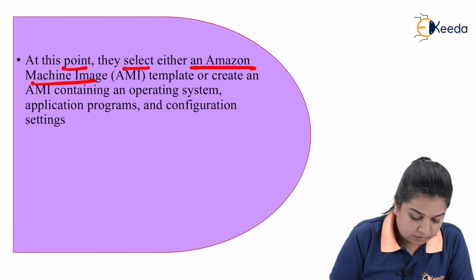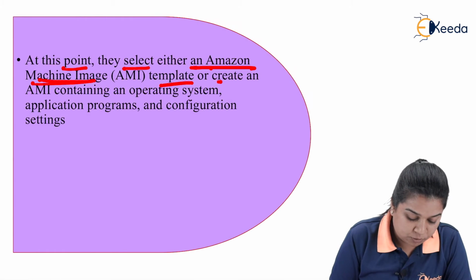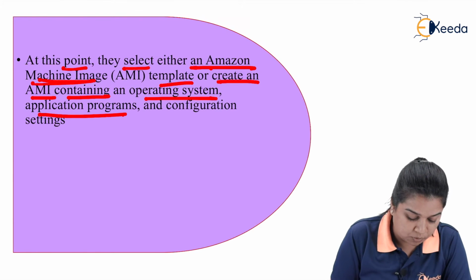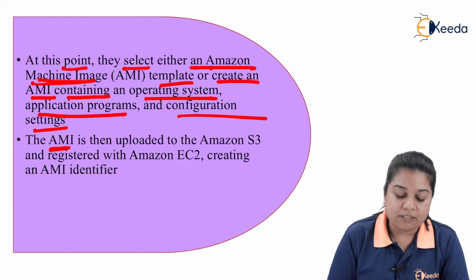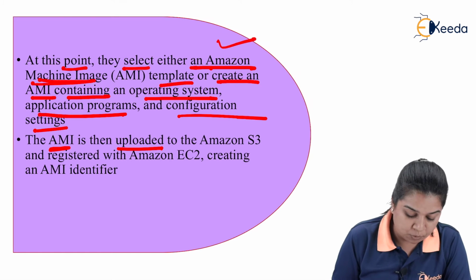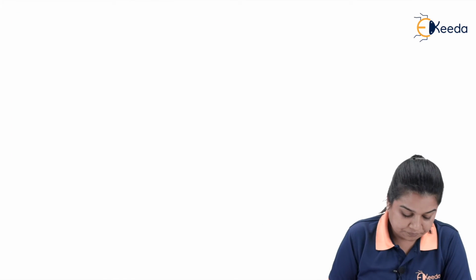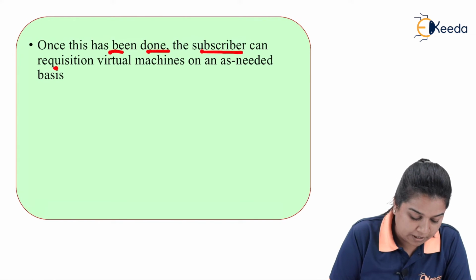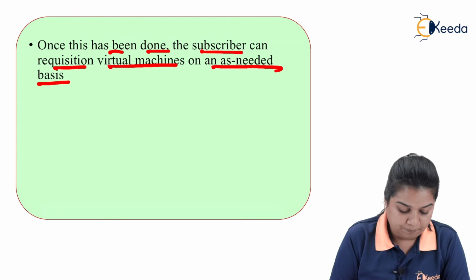At this point, they select either an Amazon Machine Image, that is AMI template, or create an AMI containing an operating system, application programs and configuration settings. The AMI, that means the Amazon Machine Image, is then uploaded to Amazon S3 and registered with Amazon EC2, creating an AMI identifier. Once this has been done, the subscriber can requisition virtual machines on an as needed basis.